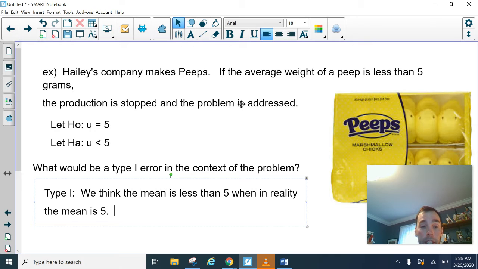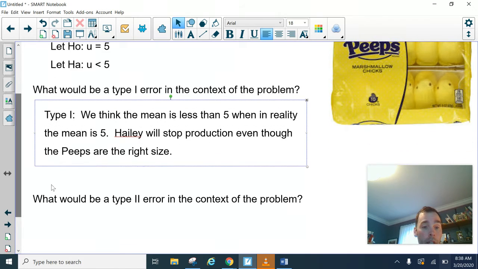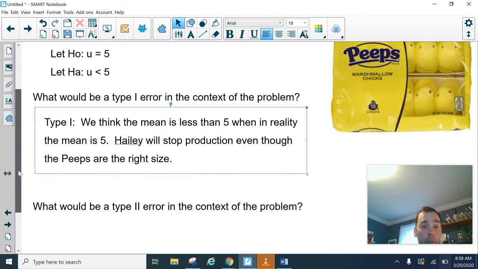If Haley's company thought the mean was less than 5, Haley will stop production even though the peeps are the right size. That's the consequence of a type 1 error. She'll stop production even though the peeps are the right size. That's type 1. Type 2 would be the opposite problem.